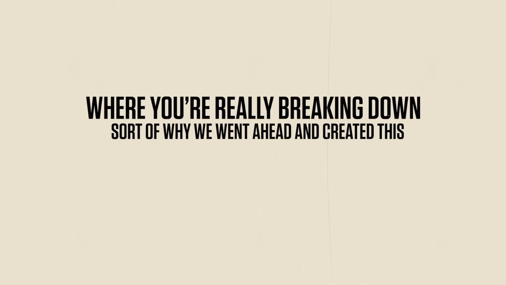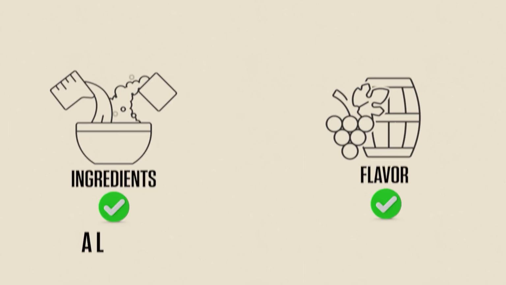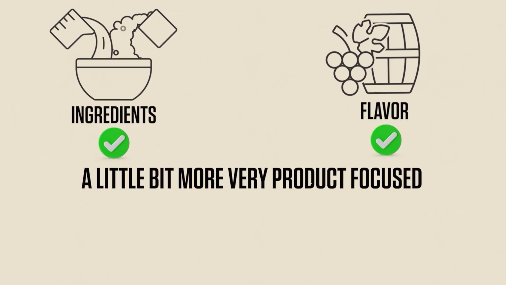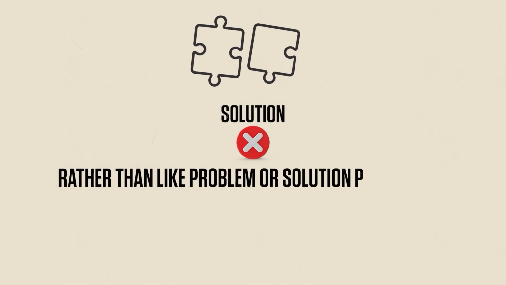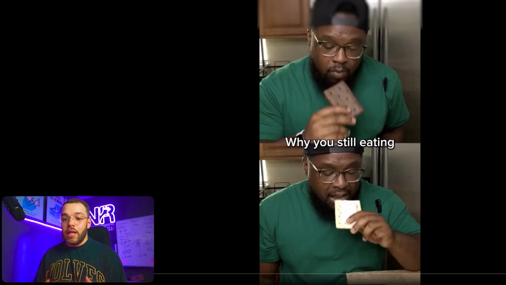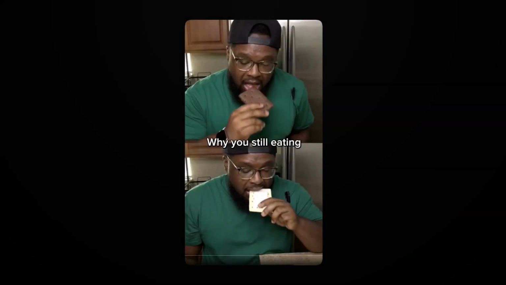And number 5, guys, not Five Guys Burgers, is going to be basically a product-focused UGC video, right, where you're really breaking down why we went ahead and created this and the ingredients, a little bit more product-focused rather than problem or solution presenting. This is going to be like, hey, this is our product. This is what it's made out of. Here's what's inside of it. Here's why we made it, etc. I'll play the video for you guys.